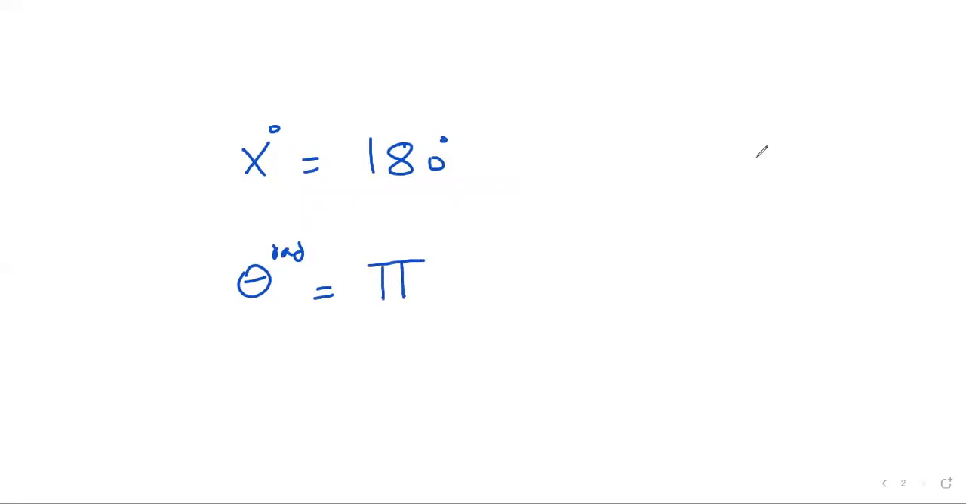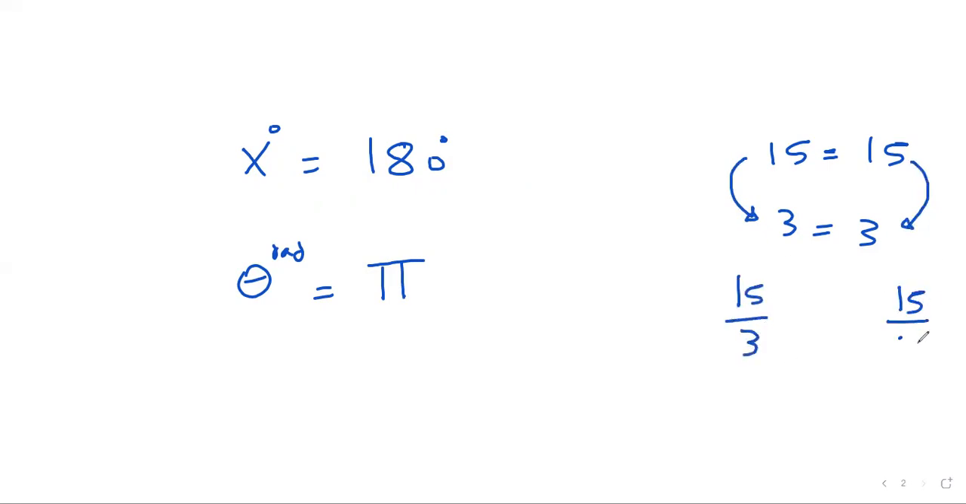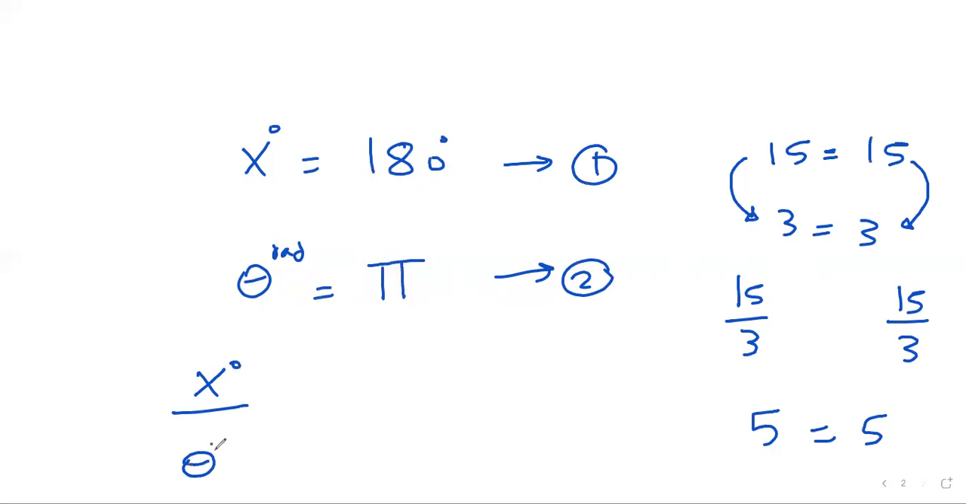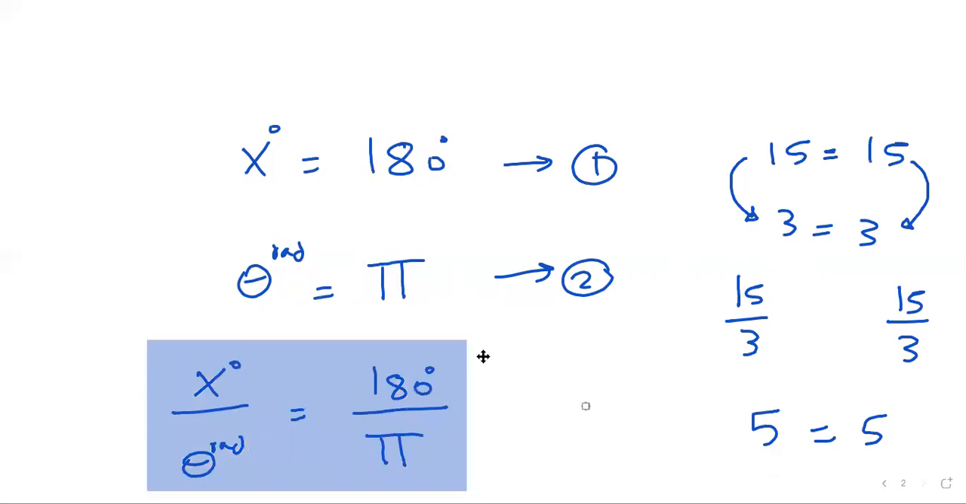Do you with me? Yes. So pay attention. If I have 15 equals 15, this is an equation. If I have 3 equals 3, this is an equation. We can divide the left-hand sides together and the right-hand sides together. We can divide 15 by 3 and 15 by 3, and it will be 5 and 5. They are the same. We will do the same here. This is equation number 1 and this is equation number 2. We'll divide x degrees by theta radian equals 180 divided by pi. Okay? So by using this relation, we can find x degrees if we have theta radian, and also we can find theta radian if we have x degrees.